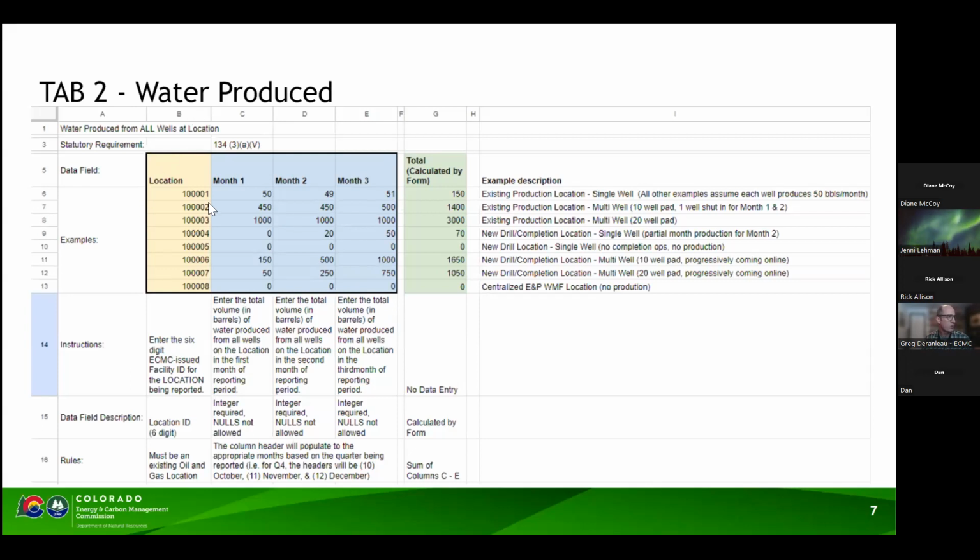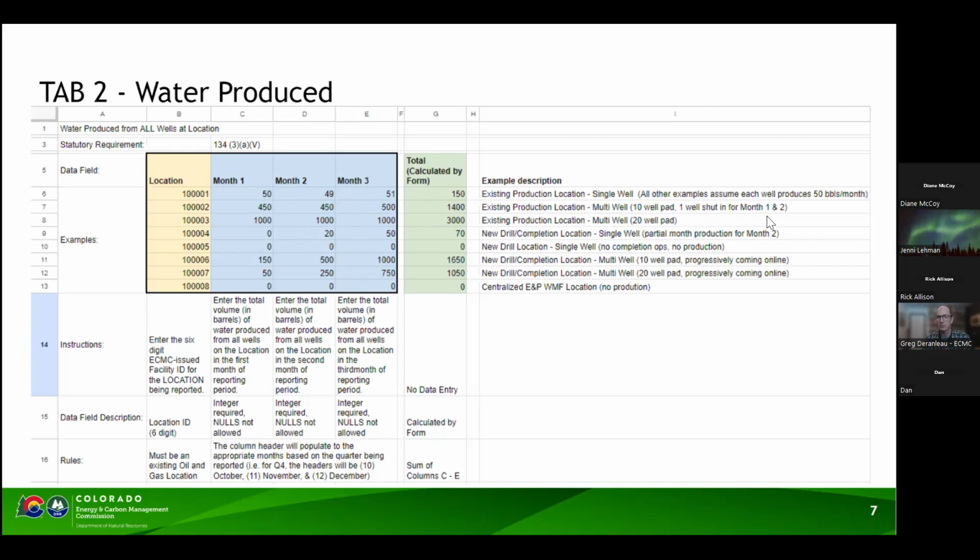So the first tab, water produced, is pretty straightforward. You'll enter the location IDs of all the locations you're reporting. You'll enter the monthly volume totaled for all wells on the pad. So for example, location number 1 here is an existing production location with a single well, and the first month was 50 barrels, second was 49, and third was 51. Just to keep things round, I assumed generally that wells would produce 50 barrels a month in my example. So a 10 well pad had 450 barrels, 450 barrels, and 500 barrels.